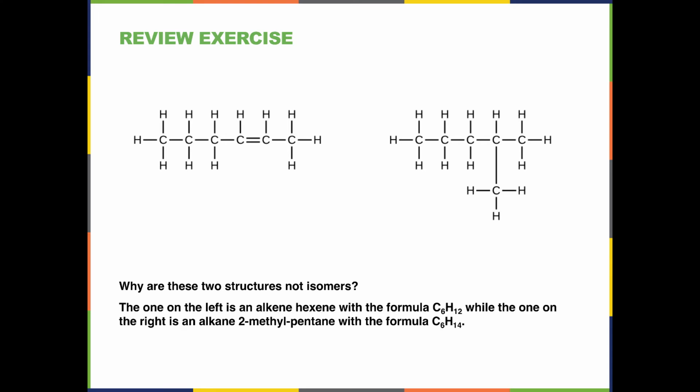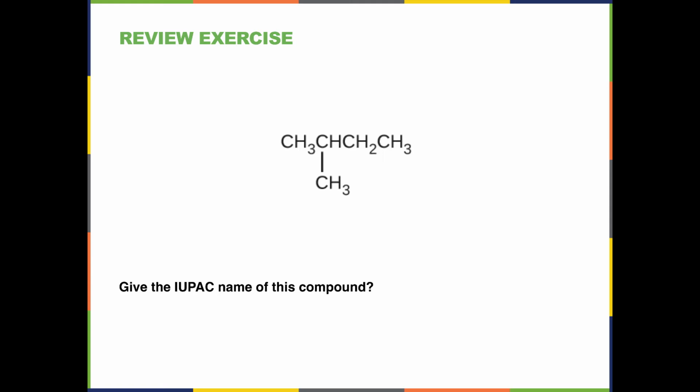The answer is that the one on the left has a double bond and therefore has the formula of C6H12, whereas the one on the right does not have a double bond and has the formula of C6H14. And isomers are two compounds that have the same formula but different structures. And so that's why these two are not isomers.